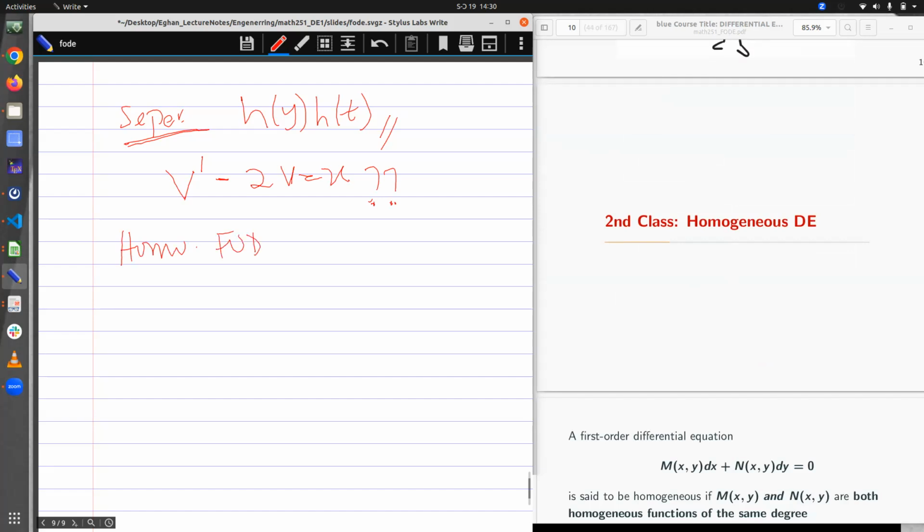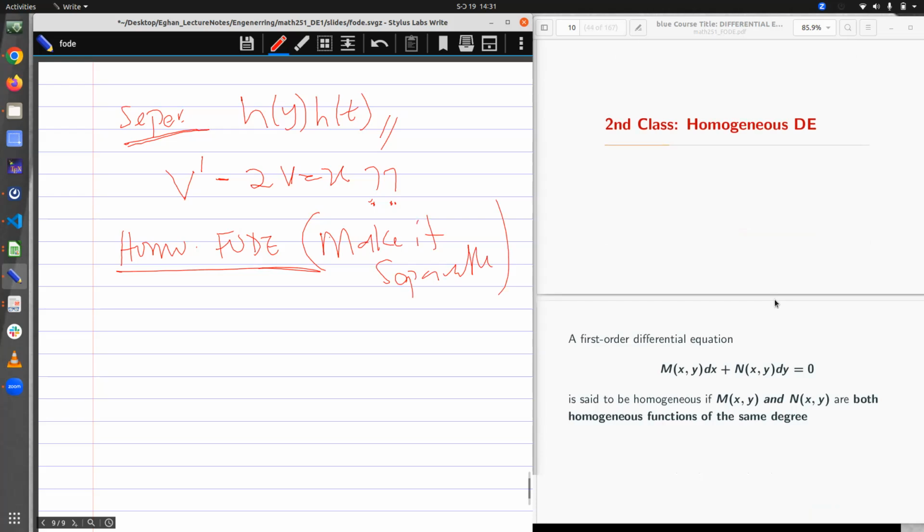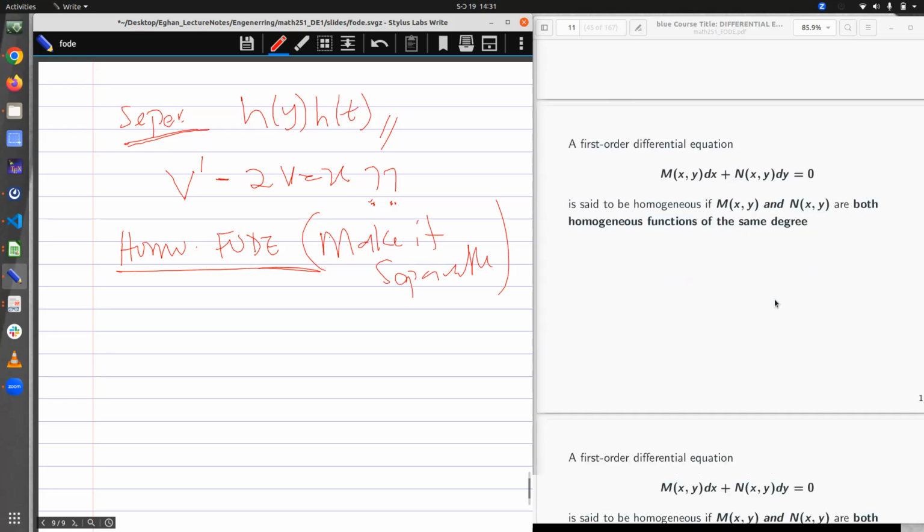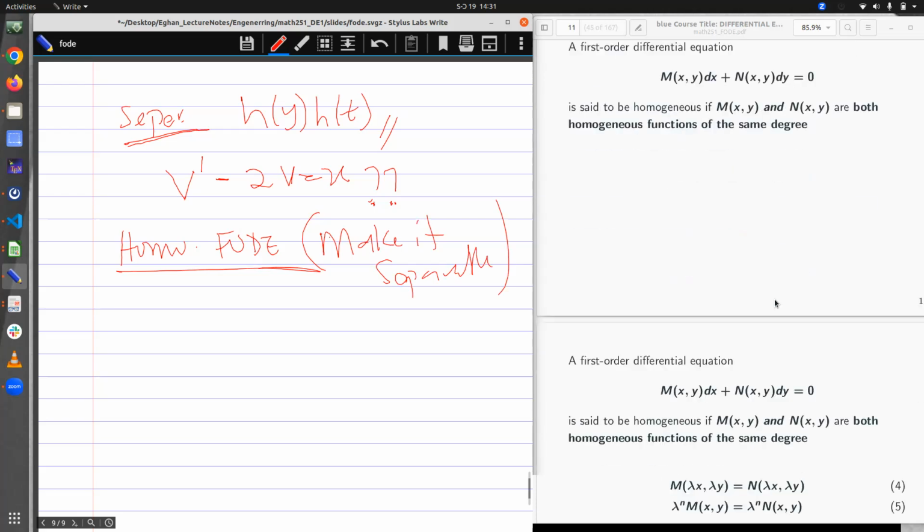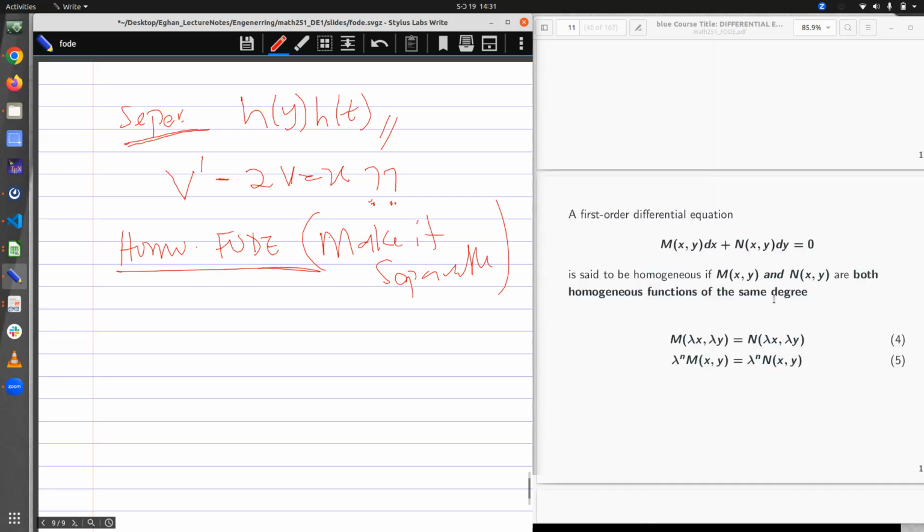Homogeneous first order differential equation. In this class, we want to make it separable. So it says reduce to separable. It is not separable, but then we can make it separable. And how do we do that? But before we do that, we'd like to know how to test for our first order being homogeneous or not.